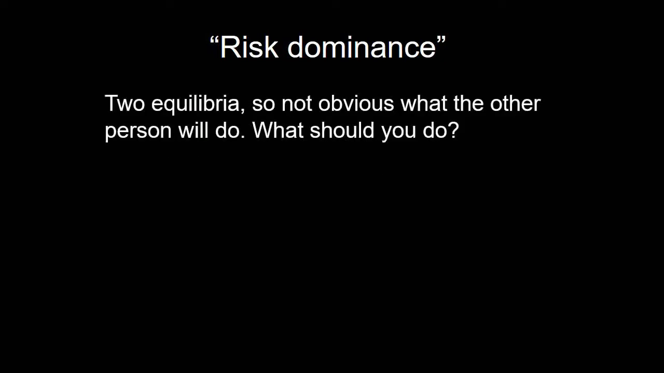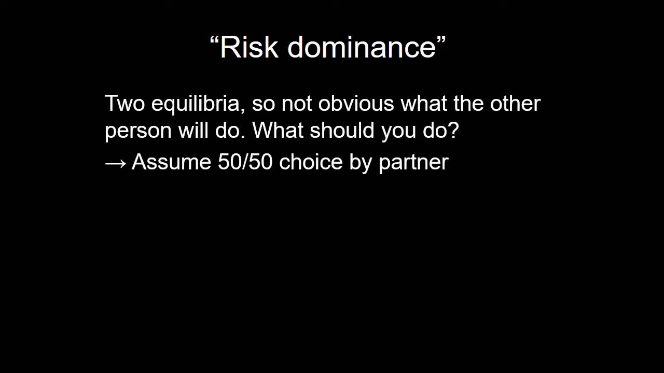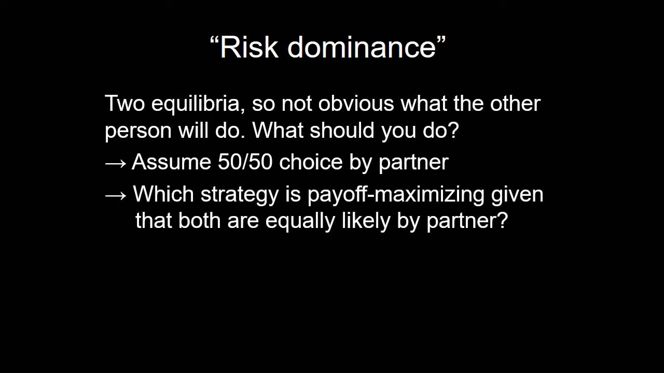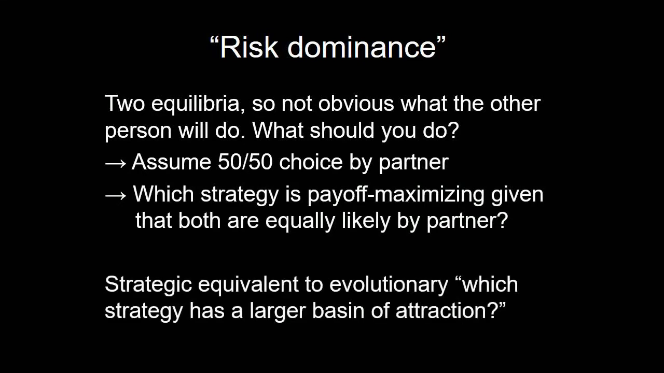And so that is exactly the risk dominance calculation that we talked about from before, which is, when you don't know what the other person is going to do, just assume it's 50-50. If you're assuming that it's equally likely that you're going to play the two different strategies, which strategy would you do better to play? That's the same thing as saying which strategy has the bigger basin of attraction in this evolutionary dynamic framework. And so this is the connection between risk dominance and evolution.